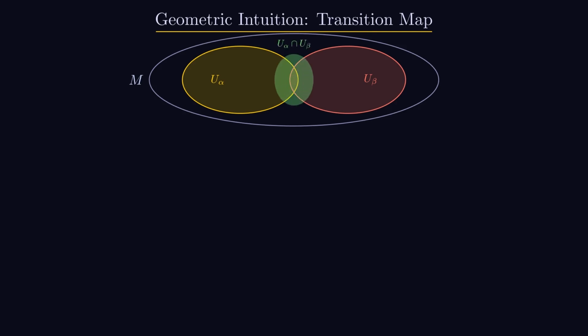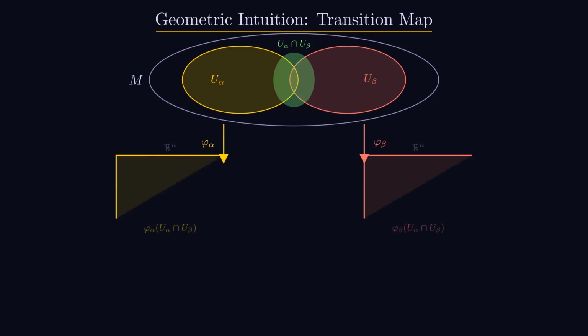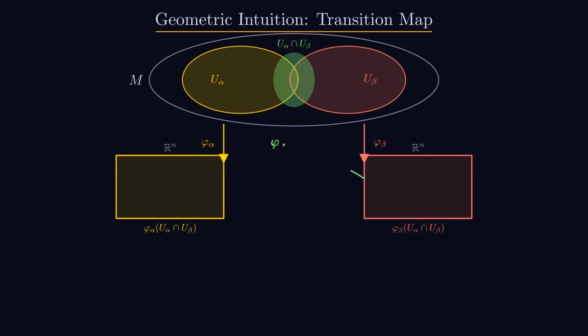Here is the manifold M as an ellipse. Two overlapping patches share a green intersection. The chart maps phi alpha and phi beta project these patches down to Euclidean space. The images of the intersection inside each chart land in copies of Rn. The transition map phi alpha, composed with phi beta inverse, connects these two Euclidean images. The atlas compatibility condition demands this map be C infinity.